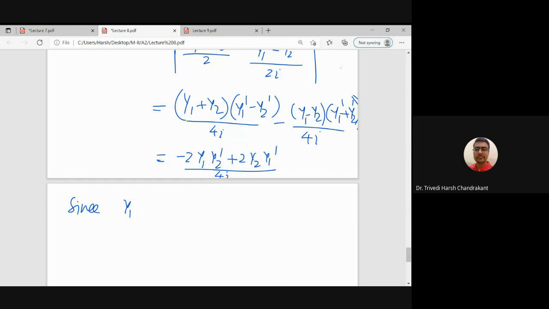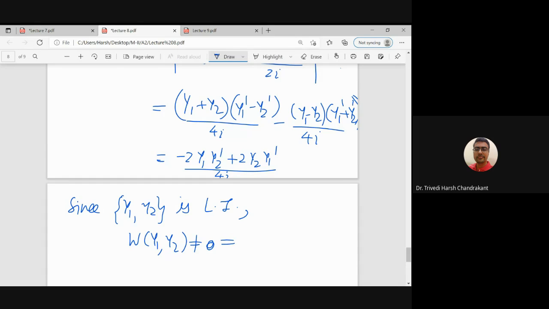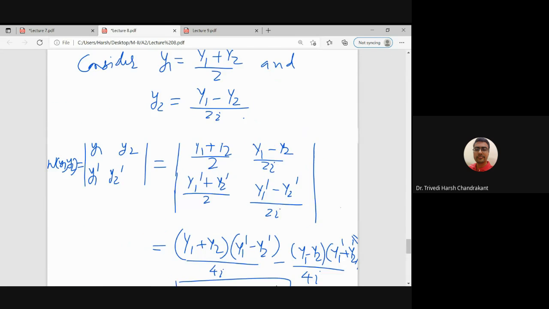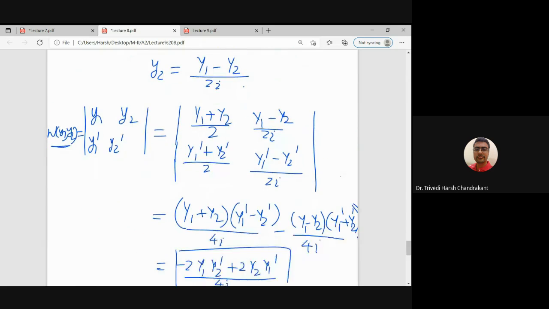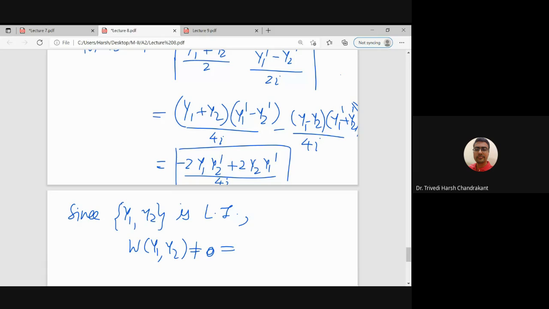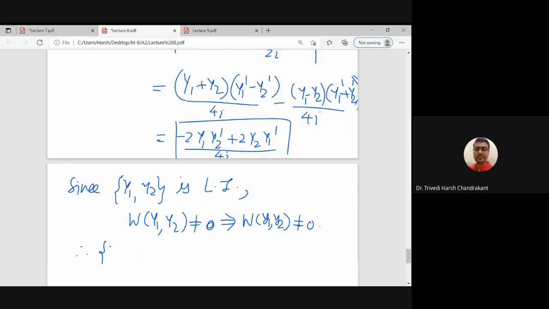So since Y1 and Y2 are LI solutions, the Wronskian of Y1, Y2 is non-zero. And since this term is in terms of the Wronskian of Y1, Y2, what we'll get is that the Wronskian of small y1, y2 is also non-zero. So that means small y1, y2 is LI.